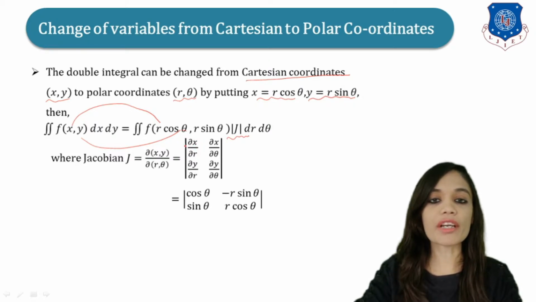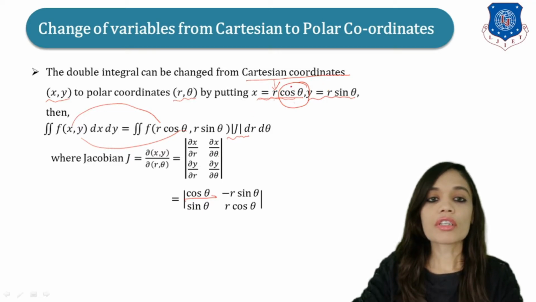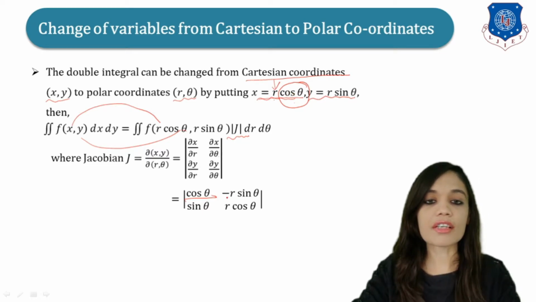Here we have to partially differentiate x, that is r cos theta, with respect to r. So we have to keep theta as constant, so this term will remain constant. Now if you find the derivative of r, it will be equal to 1. So what will remain? Cos theta. Next you have to find the derivative of x with respect to theta. So what do you keep constant? r as constant. The derivative of cos theta will be minus sin theta, so the answer will be minus r sin theta.